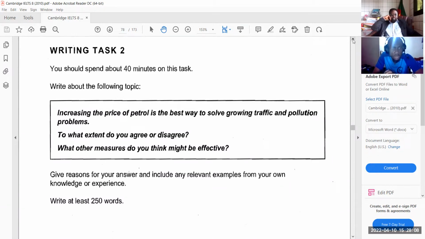Increasing the price of petrol is the best way to solve growing traffic and pollution problems. To what extent do you agree or disagree? What other measures do you think might be effective? Give reasons for your answer and include any relevant examples from your own knowledge or experience. Good. So you see that this one is different from the first one.